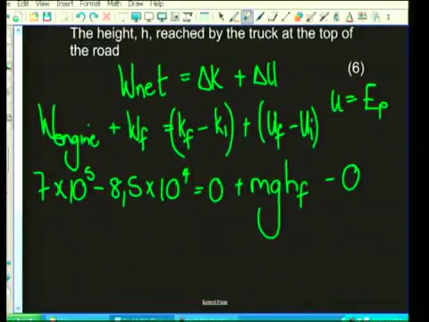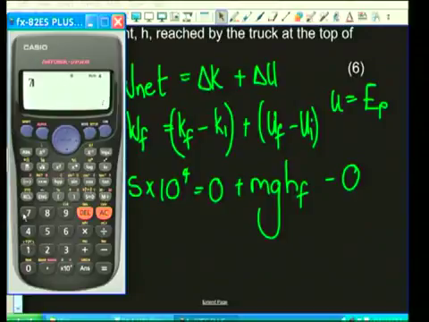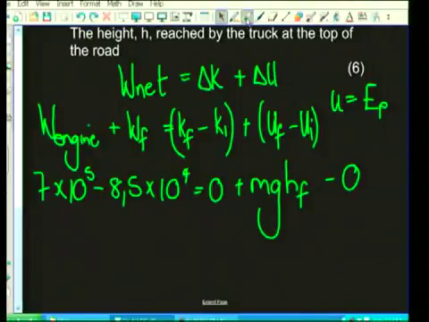Doesn't this look like something we can handle? Of course it does. So we're going to go 7 times 10 to the power of 5 minus 8.5 times 10 to the 4, and we get 615,000.